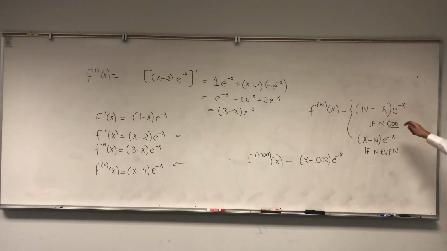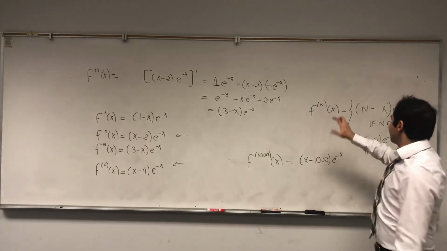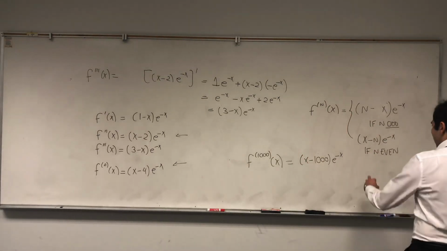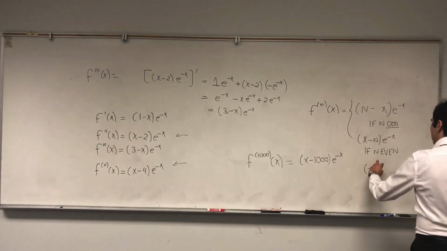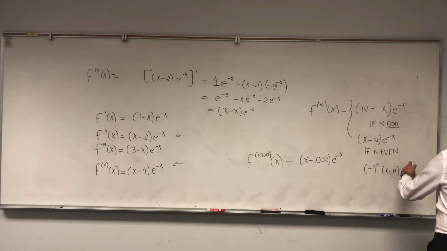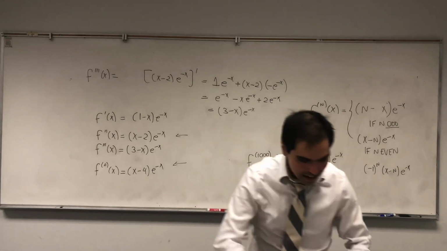Very neat. And by the way, how can you write this in one formula? You'll see if you do sequences, if you want stuff to alternate, you do minus 1 to the n. So in general, what this becomes is minus 1 to the n, x minus n e to the minus x, if you're curious about this formula.